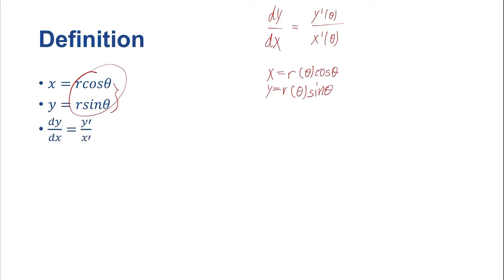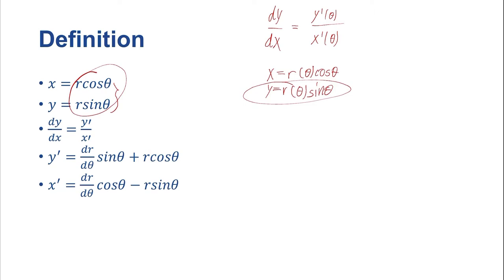We're going to employ the product rule to get y prime over x prime. For y prime, we take the derivative using the product rule. We take dr d theta, the derivative of the first term, times the second term sine of theta, plus the first term r times the derivative of the second term, cosine of theta. The derivative of sine is cosine, as we know. We do the same for x prime, and we get x prime equals dr d theta cosine theta minus r sine theta.